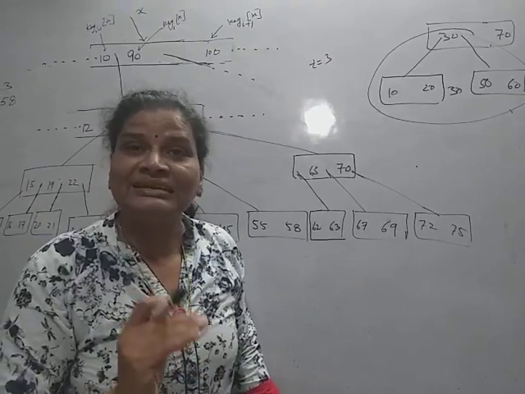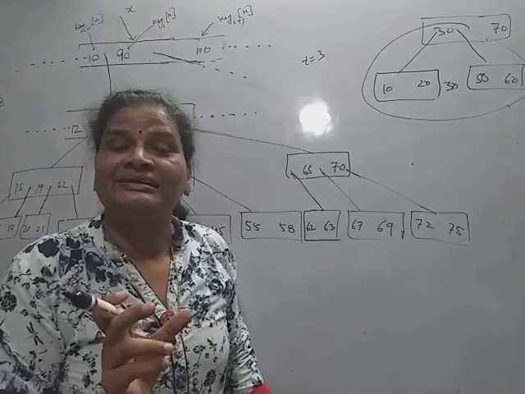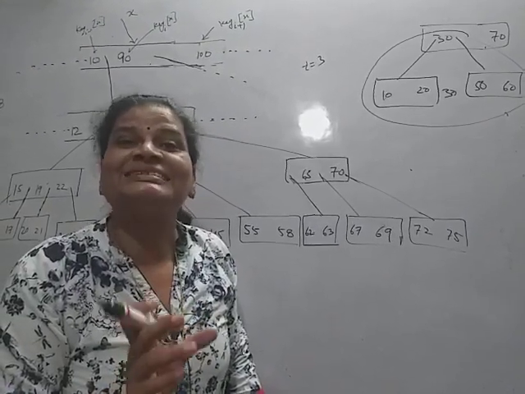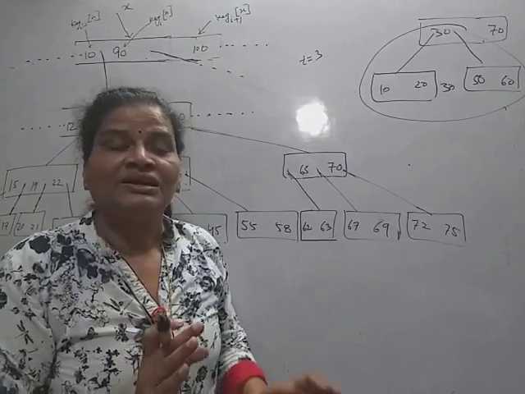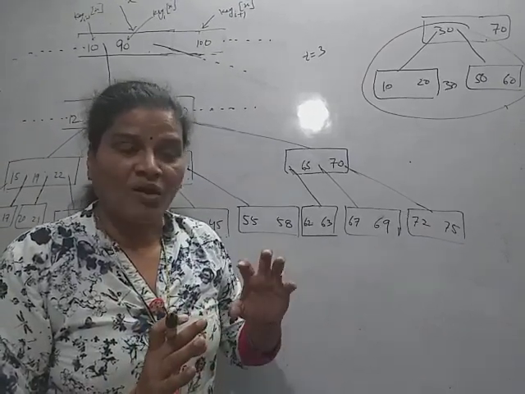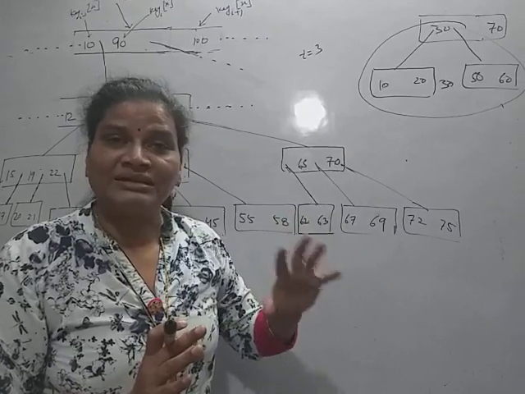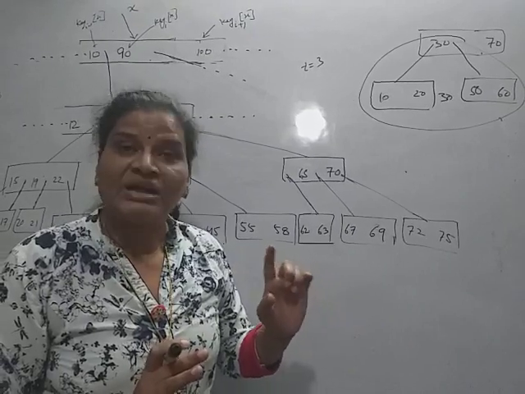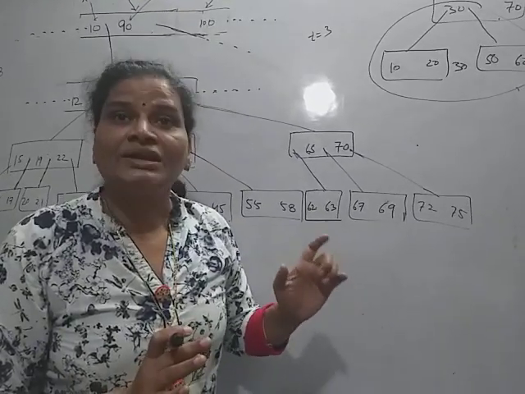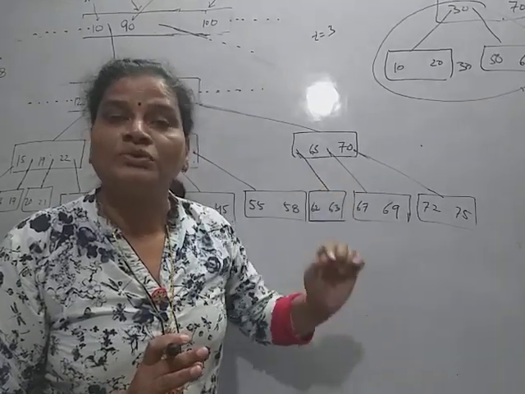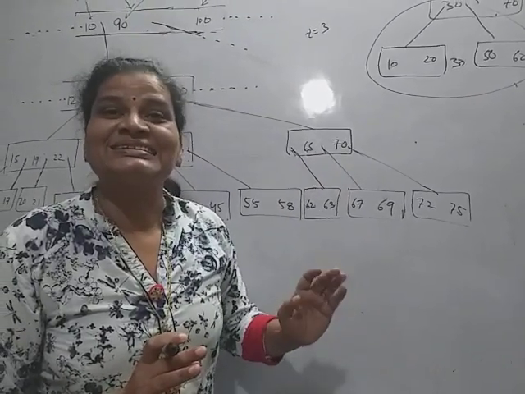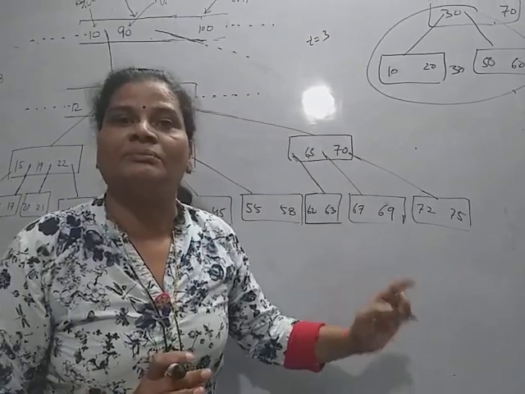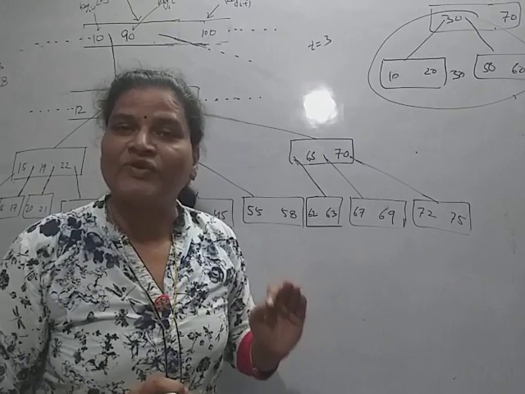As when we delete a key from a node, then the number of keys may be less than t minus 1. So in order that after deletion the node contains at least t minus 1 keys, we make sure that every node in the path from root to leaf contains t number of keys, that is one more than the minimum number of keys. This is the condition for deletion.